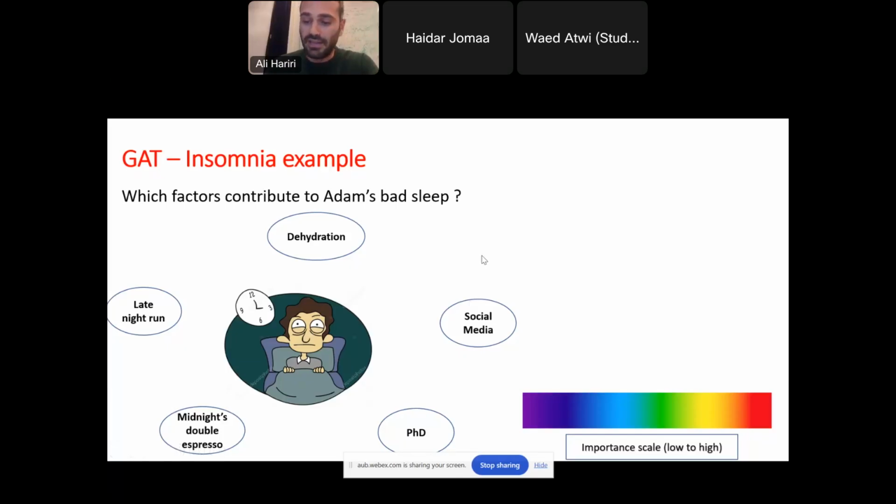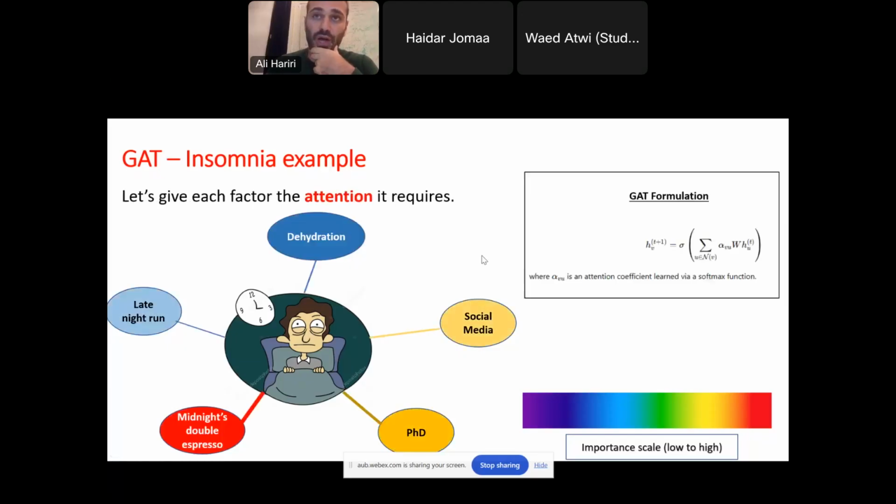And once I connect and learn over different patterns of sleep, then maybe I figure out that these are the main influences on the sleep deprivation, that a double espresso can have more influence on sleep than a late night run or using social media, for example. So this is a simple example to visualize the importance of graph attention networks. Now, so far we have given the example of a one hop neighborhood. We have accounted for our direct neighbors, the ones I'm exposed to.